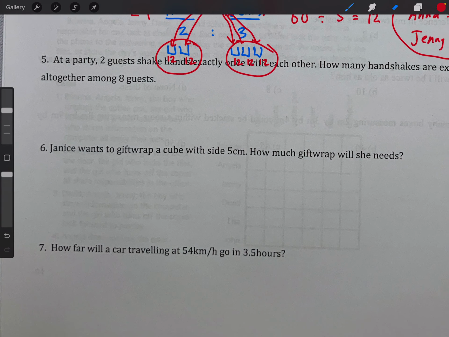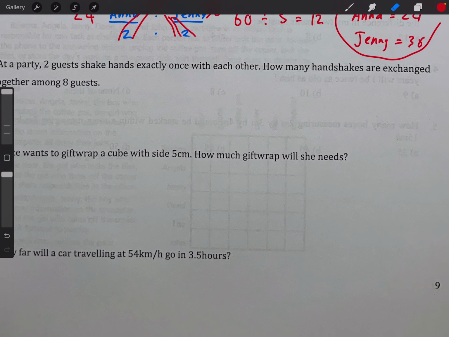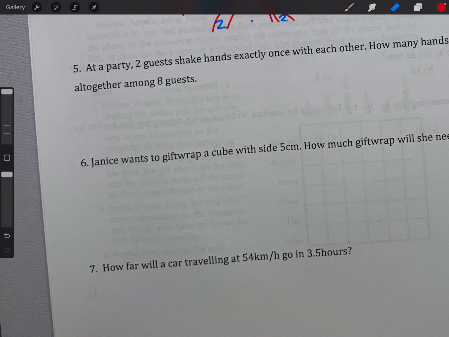Next, at a party, 2 guests shake hands exactly once with each other. How many handshakes are exchanged altogether among 8 people? If there are 8 people, all you've got to do is use a formula. The handshake formula.